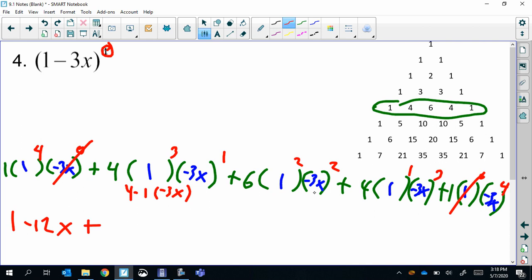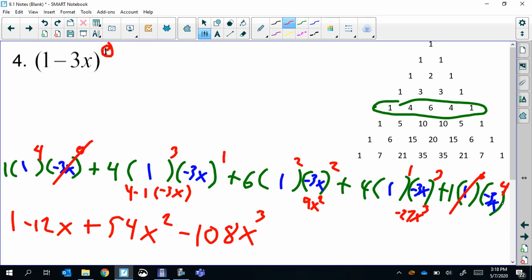That's going to be 6 times 1, and this is 9x squared times 1 times 6. 6 times 9 is 54. Negative 3 to the third. It's going to be negative 27 x to the third. 1 obviously doesn't matter, and the 4 doesn't really matter there. But it is negative 27 times 1 times 4. So that's negative 108 x to the third.